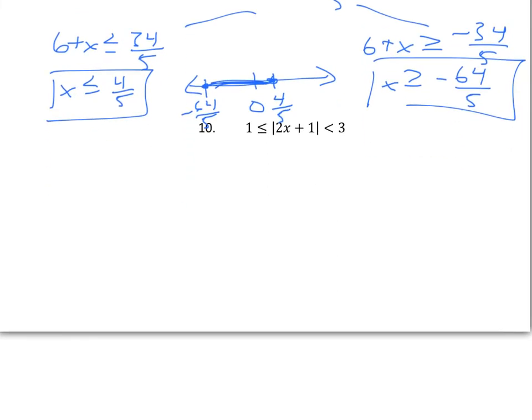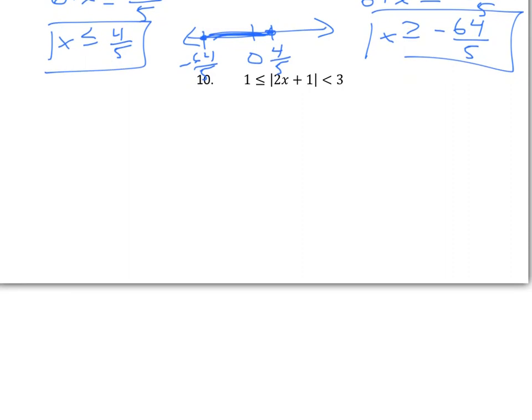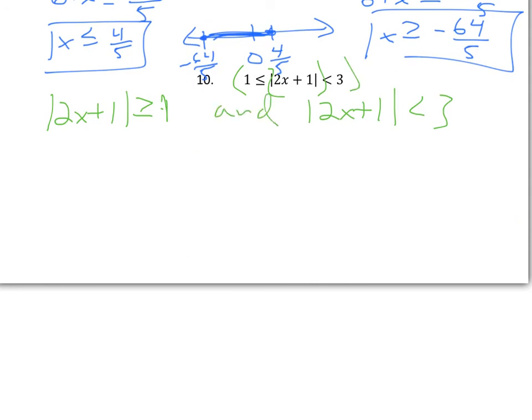Now lastly, number 10 here, I'm just going to get you started, and then you guys are going to go ahead and finish it. Okay, so for this one, we actually have to treat this as 2 separate inequalities. We'll do this one first, but I'm going to write the absolute value on the left greater than 1, or 2x plus 1 is less than 3. Okay, so those are our 2 things. Now this is a conjunction, alright? So now we need to split both of them and then solve and graph. So give that one a shot and we'll go over in class.